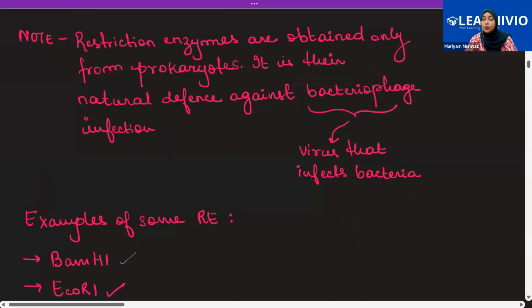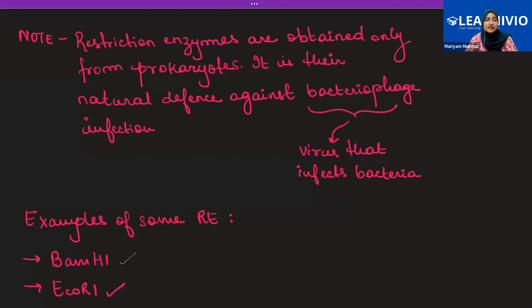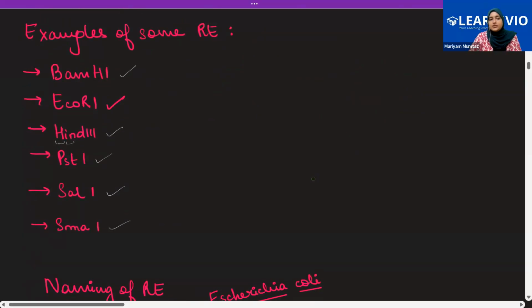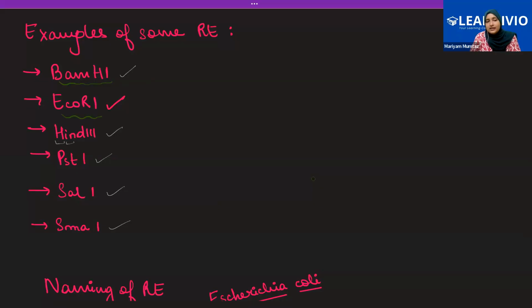Now the question comes along, why are the bacteria making these enzymes? What is the need? It's their defense mechanism, because you know that bacteriophages are those viruses that infect the bacteria. To protect themselves from those viral attacks, they produce the restriction enzyme. Now let us see some examples of the restriction enzyme. There is BamHI, there is EcoRI, then HindIII, PstI, SalI, SmaI. These are the different names of the restriction enzymes.